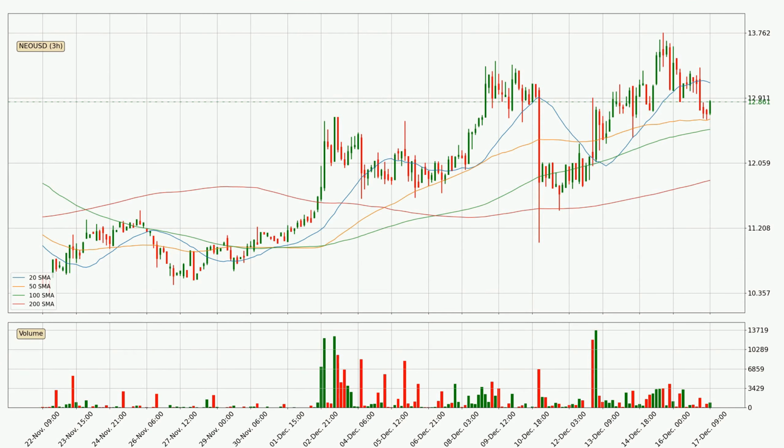Moving to the 3-hourly simple moving averages, the price broke the 20 SMA to the downside, but it's not a very strong signal as the volume hasn't been very high. The current price is between the 50 and the 20 SMA.